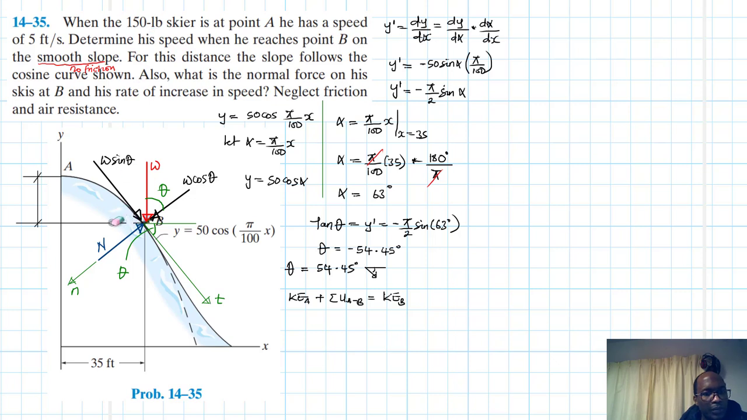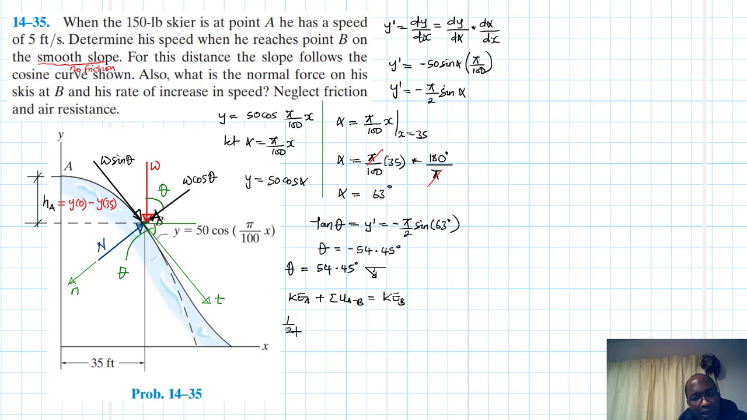Okay, I'll need this distance here. So let's call this our HA. Okay, and this HA is just going to be equal to y at 0 minus y at 35. Okay, we'll work that out later on.